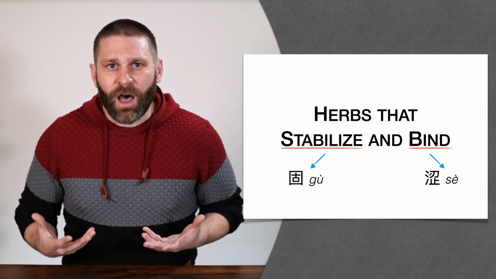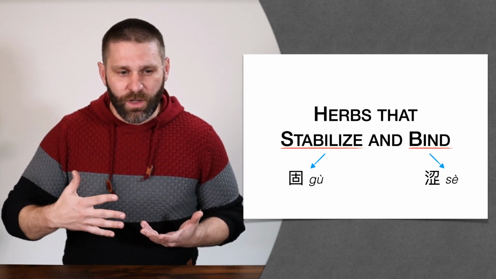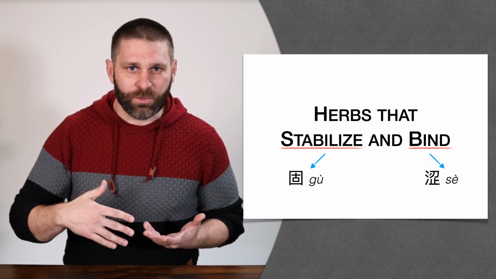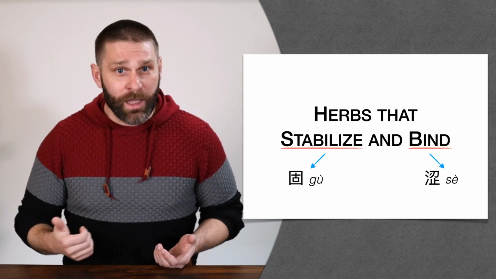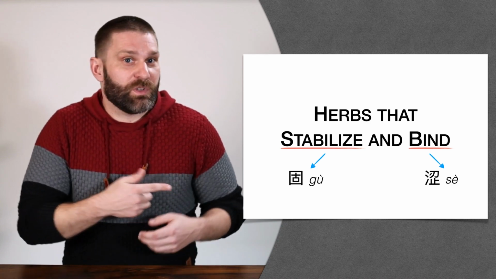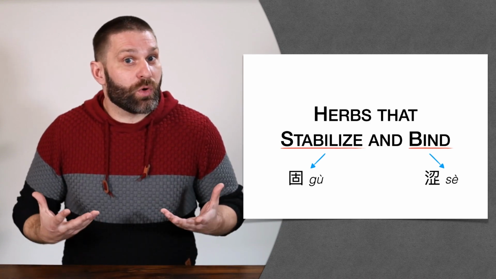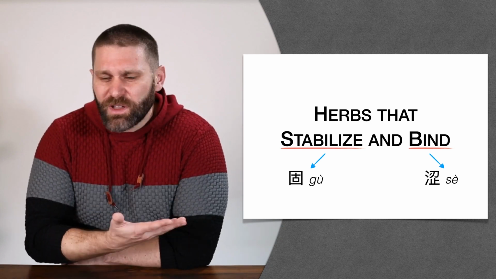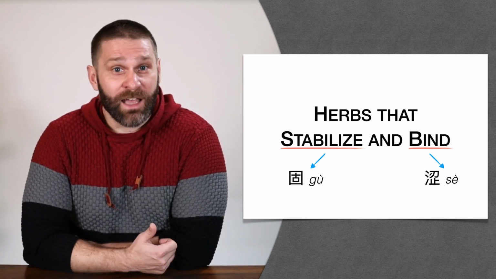When we talked about the five flavors, in addition to the five flavors we have extra properties like bland, aromatic, and astringent. The word for astringent is se. So a lot of people will just say astringent or induce astringency. For some reason, Bensky translates this as bind.